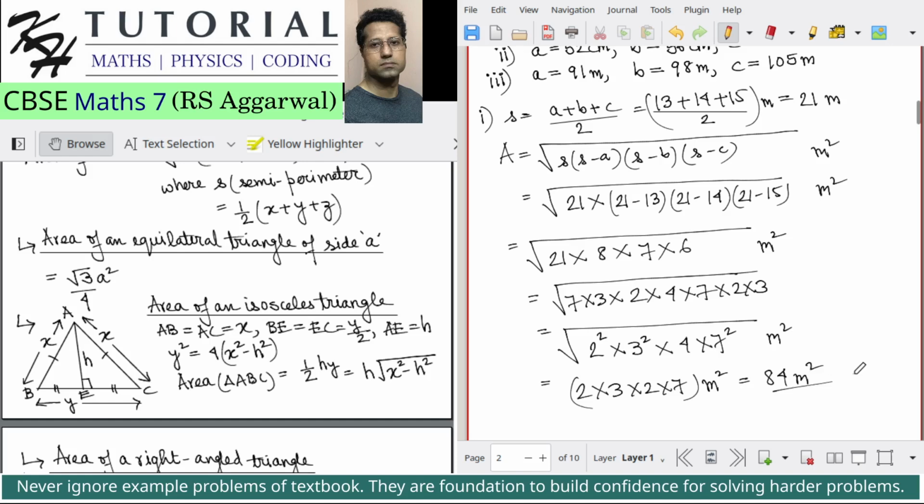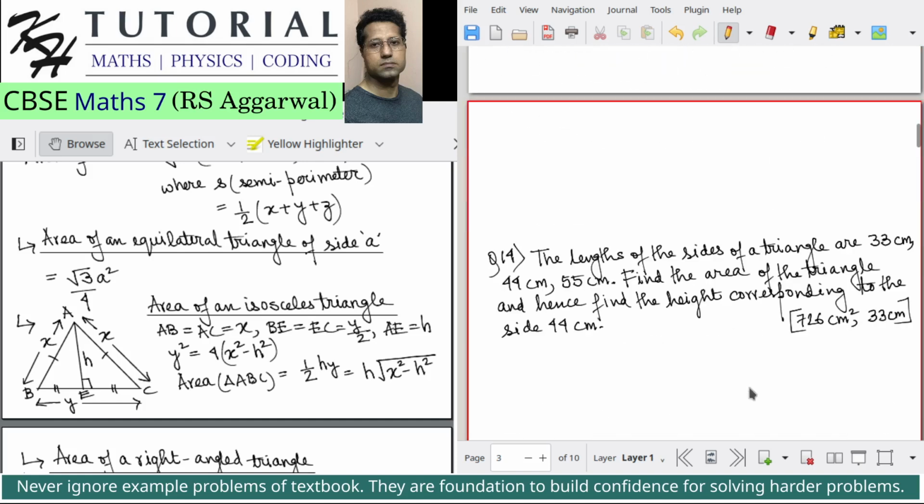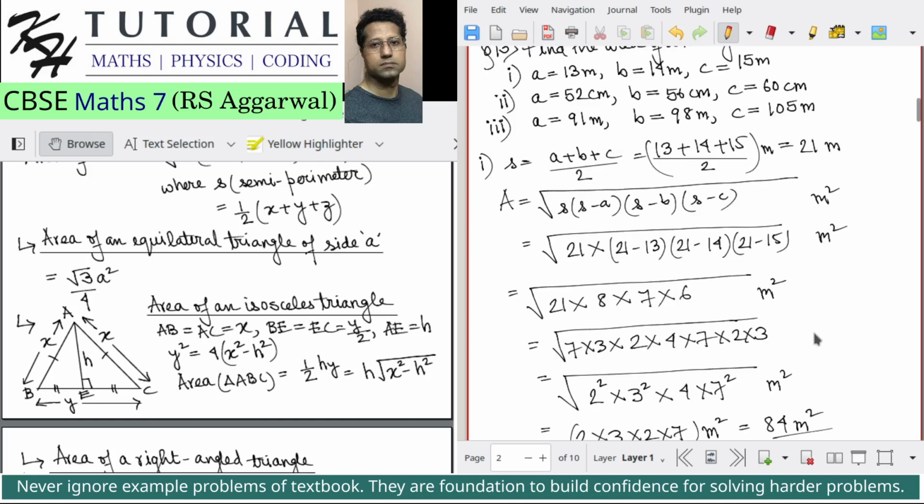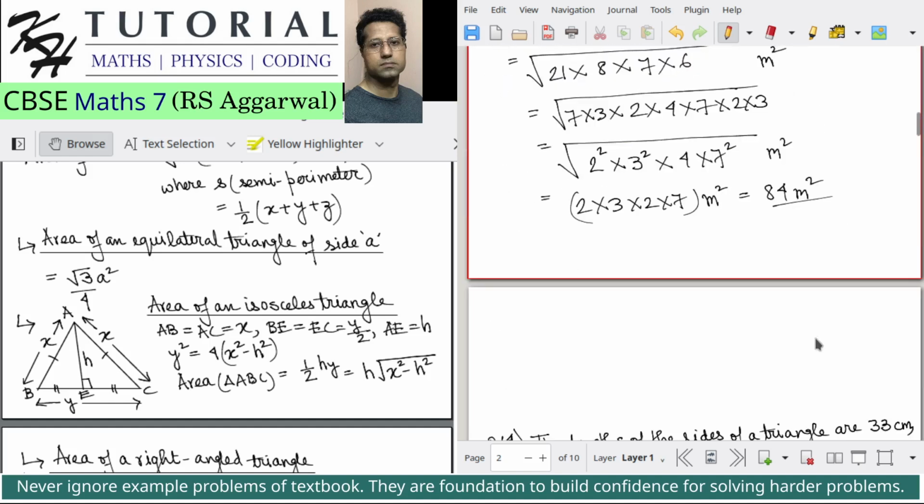Now, if I am doing any kind of calculation mistake for this problem, I forgot to write the answers. If I am doing any calculation mistake and I am getting any wrong answers, then please do let me know in the comment section. I will appreciate that. So that was part 1.